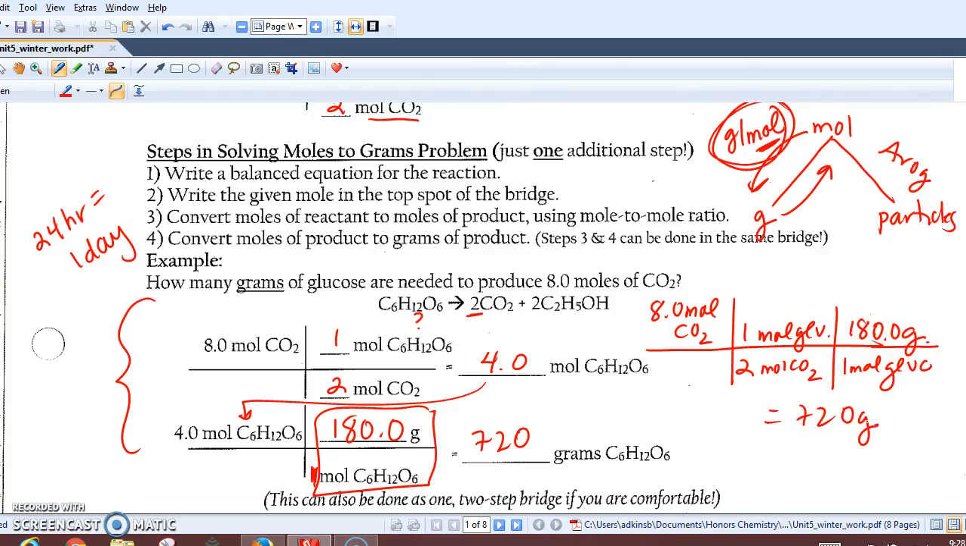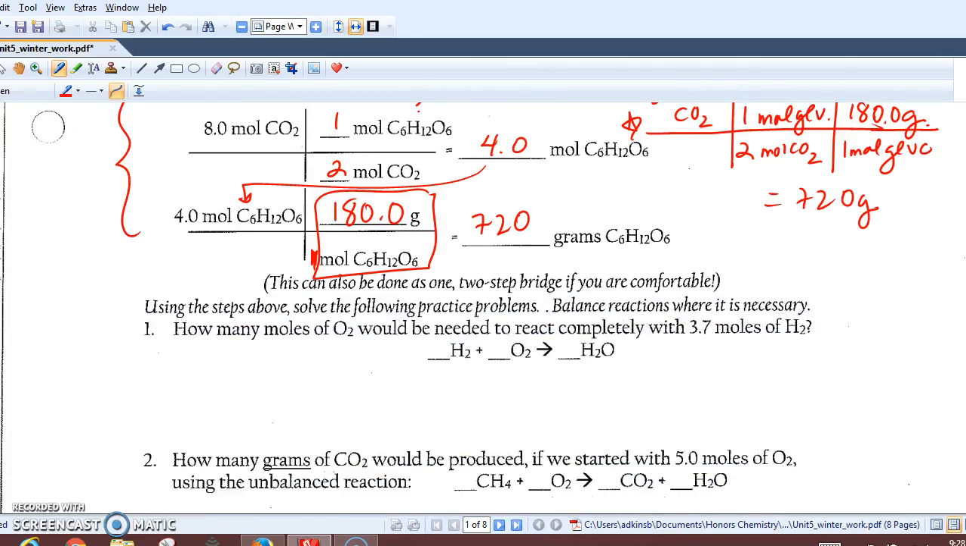So either way is fine. Our bridges are going to continue to get longer and longer. So I would recommend doing it in one bridge, but if this makes sense as we're starting, you're more than welcome to do it that way.